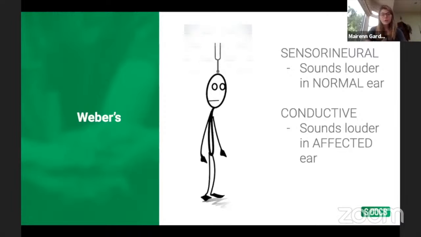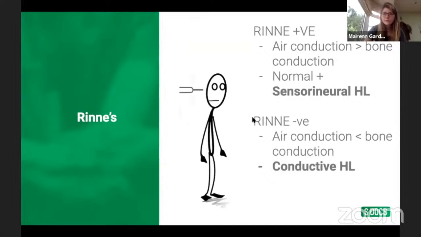Although you do Weber's first, the problem is that you don't know whether you have sensory neural or conductive hearing loss yet. So you then need to move on to do Rinne's. With Rinne's test, you start by placing the vibrating tuning fork on the mastoid process, so behind the pinna. The way you can remember this is the saying, Rinne under the pinny. So you put the tuning fork under the pinna. You press it firmly on the mastoid process, and this will be testing the bone conduction.